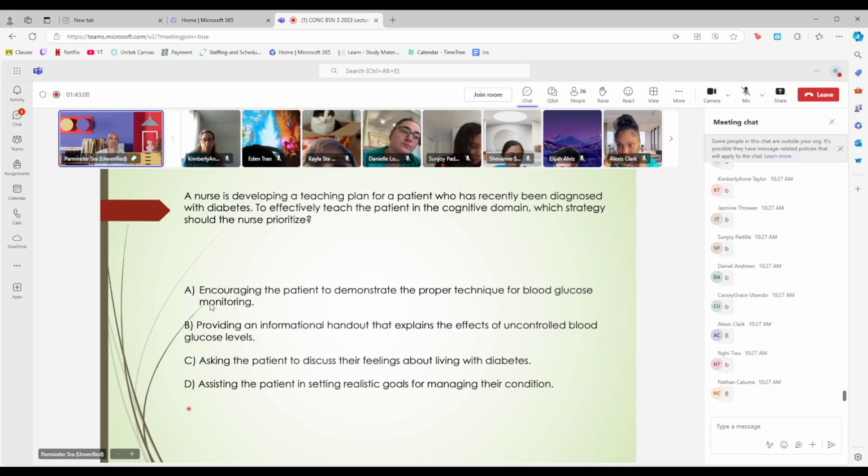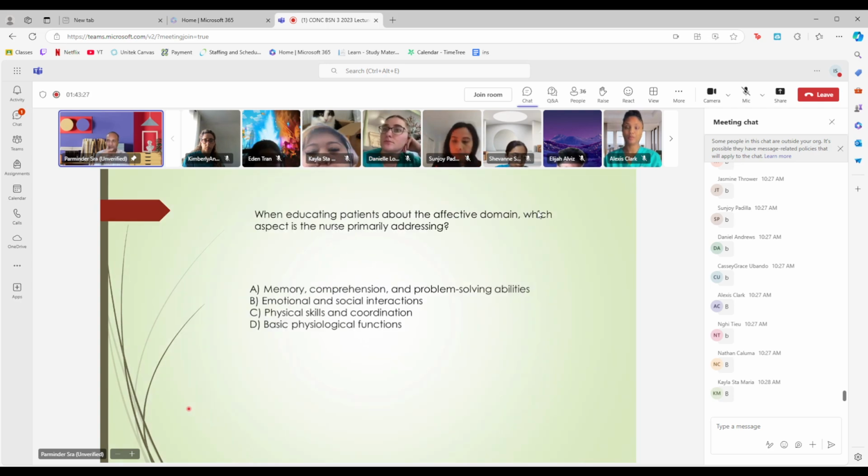Okay, well done. Yes. B is the correct choice here. This domain focuses on acquiring and processing knowledge, and involves activities which promote understanding, remembering, thinking. Okay. The second domain of learning, affective domain.